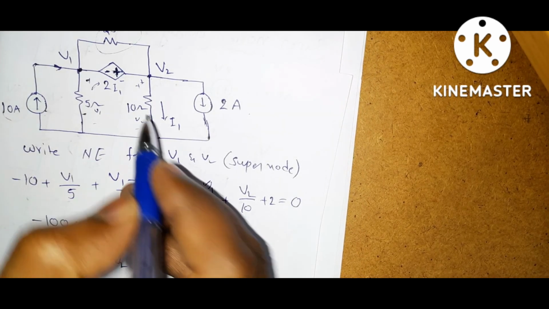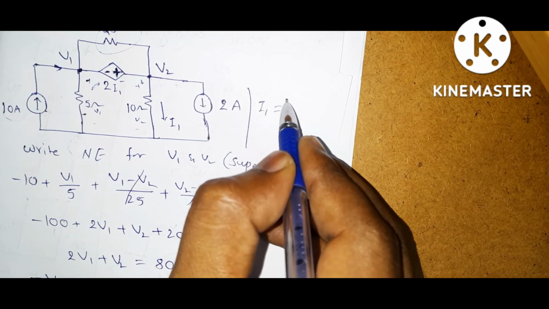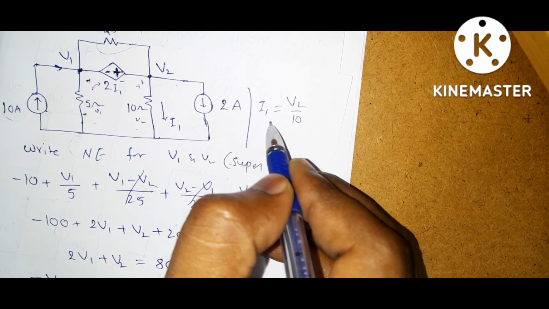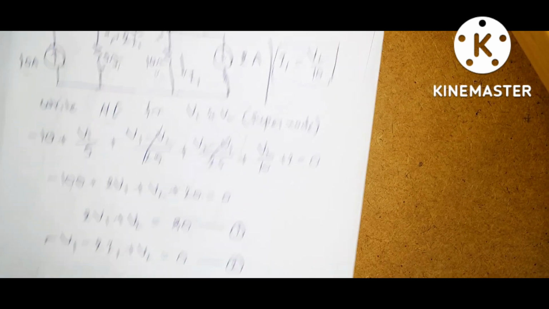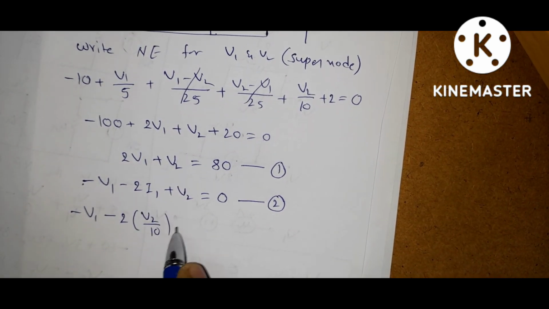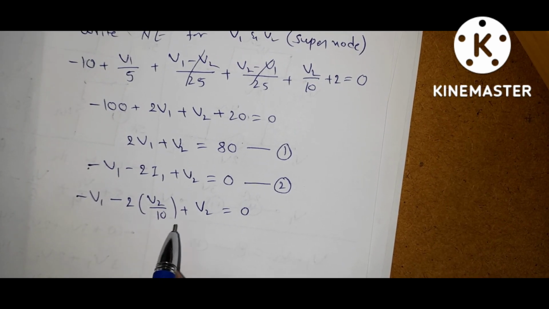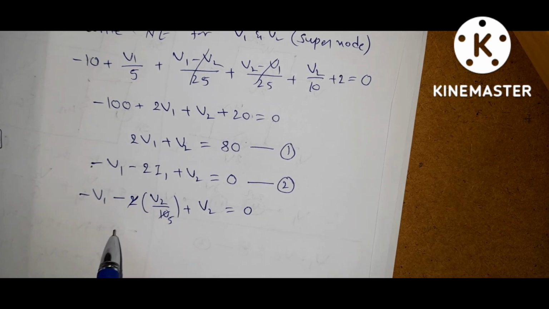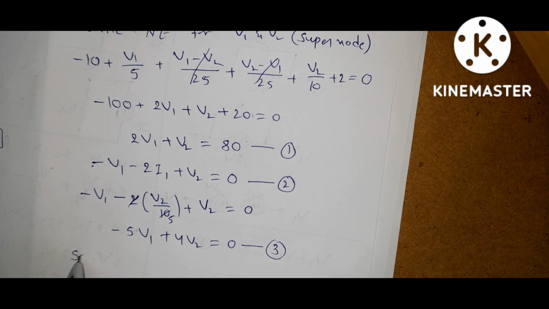From this, by Ohm's law, what is i1? i1 is equal to v2 by 10. Okay, substitute this i1 value in the equation 2. So you will get minus v1 minus 2 into v2 by 10 plus v2 is equal to 0. So that is 5 times. So minus 5v1 plus 4v2 is equal to 0. Equation 3. Solve 1 and 3.